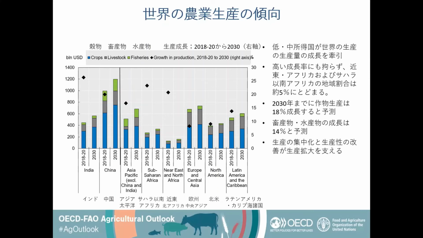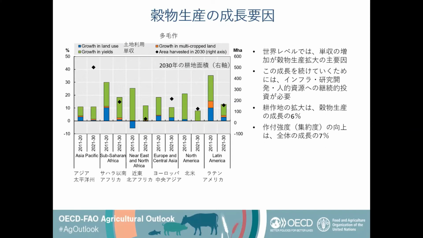So next, please. And the underlying growth factors that we see are shown here. So this is the decomposition of the growth factors for crops. And we look at land use here. We look at intensification, so multi-cropping, and yields. And yield is the green one. And you see that our view is that really yield will dominate the growth in crop production.